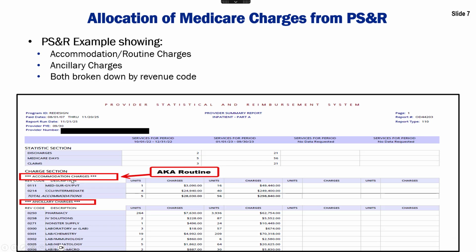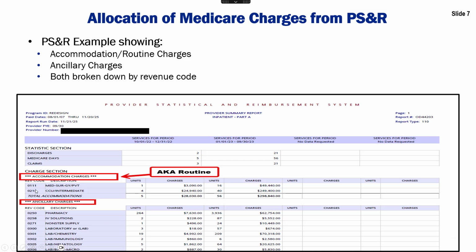Again, they use the term accommodation. That's just your room and board. That's your routine. It's the same thing, just different terms. And notice they had a couple different revenue codes related to those types of charges. There are many more than these two, but this particular provider only had these two at this point. Then you get down to the ancillary, and they had multiple other types of services, revenue codes. So they had pharmacy, some IV solutions, lab, various lab ones, and they have the total or the Medicare charges related to each of those revenue codes.